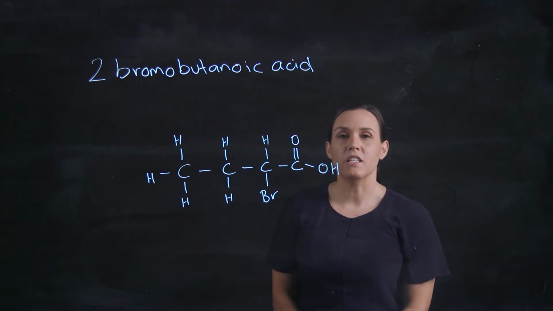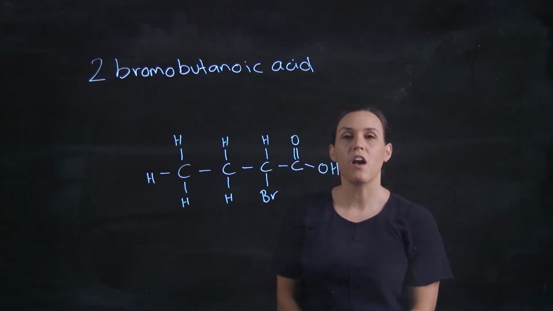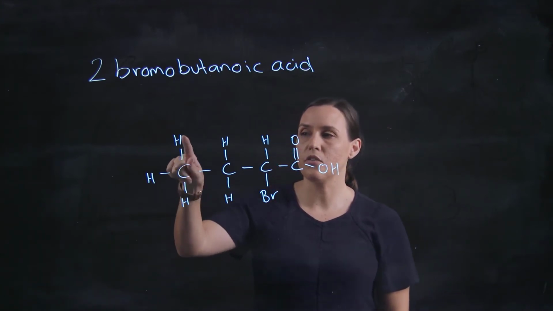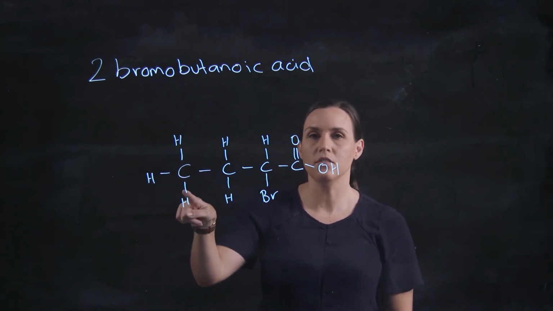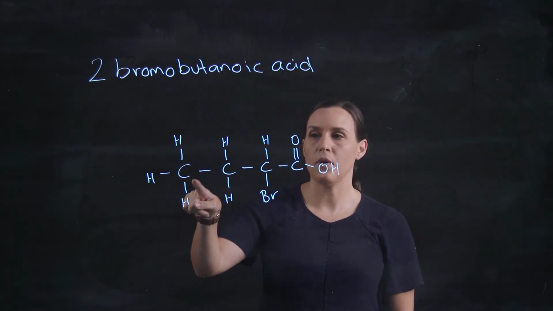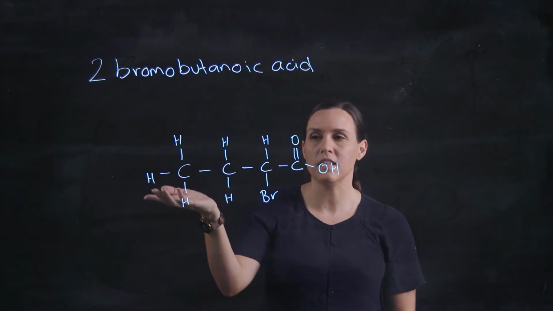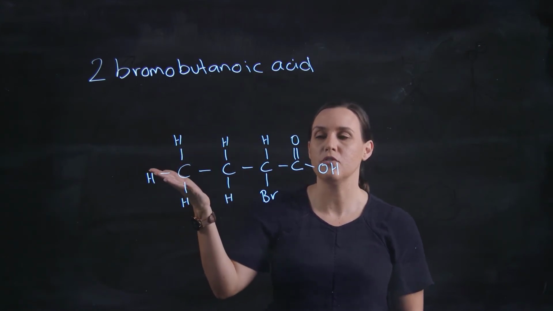Now what we want to do is find the stereo centers or chiral carbons. Chiral carbons are carbons that have 4 different groups attached. If we look at this carbon here, it's got 3 hydrogens. They're all identical, so it wouldn't be that one. This carbon here, we've got 2 hydrogens. They're identical, so 2 groups being the same means we can't have 4 groups that are different.